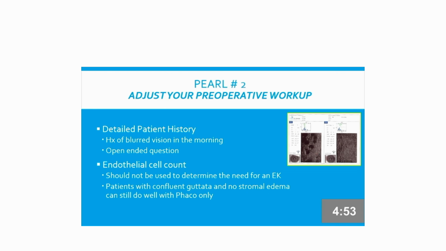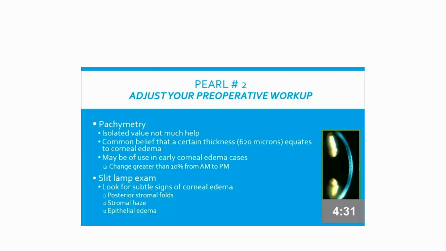typically for decompensated cornea. Endothelial cell count, I think, is the most overused test we see in patients with Fuchs dystrophy. It should not be used to determine whether you do an endothelial keratoplasty or not. We can have patients with confluent guttata, cell count is 0, and they certainly can still do well with phaco alone. So again, don't overuse endothelial keratoplasty.